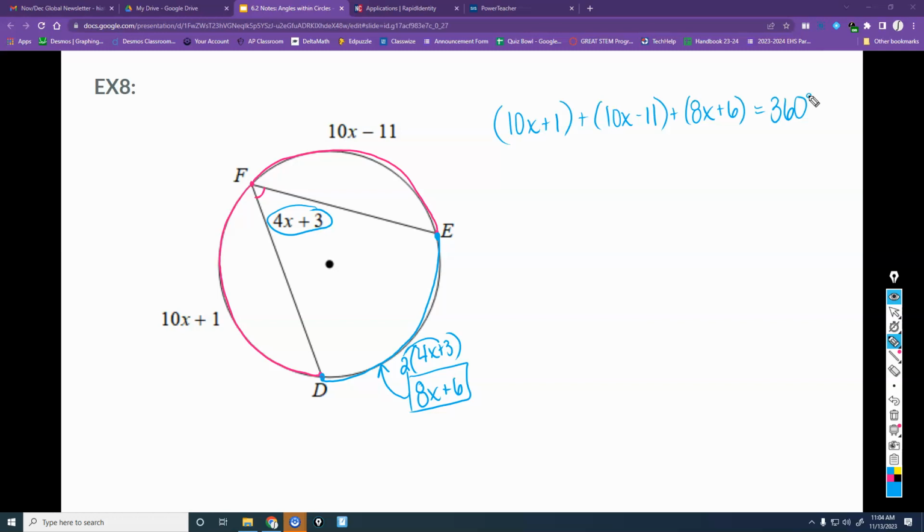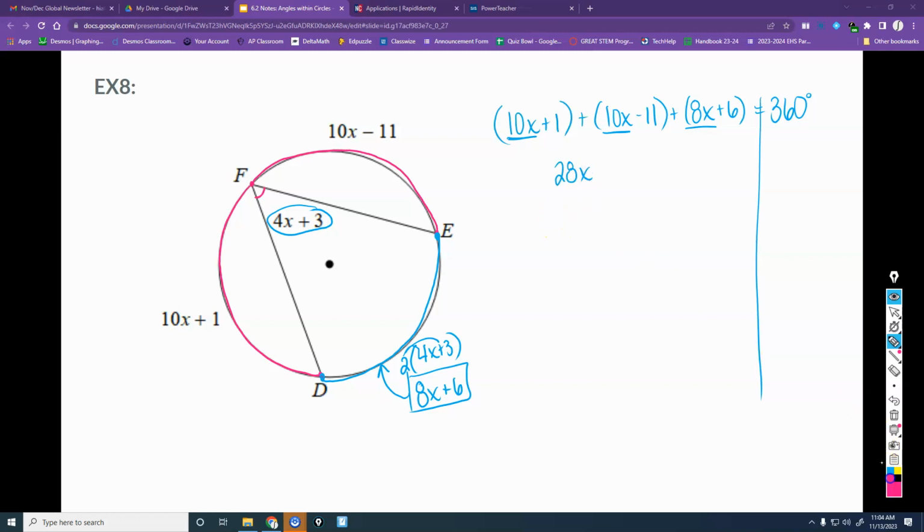Passion, for this one we are going to solve that equation right there. So what would we do first to solve that equation? We can't put 8x and 6 together because the 6 does not have an x. Let's combine our like terms. So I've got 10x, 10x, and 8x. Those can be put together. That's going to give me 28x.